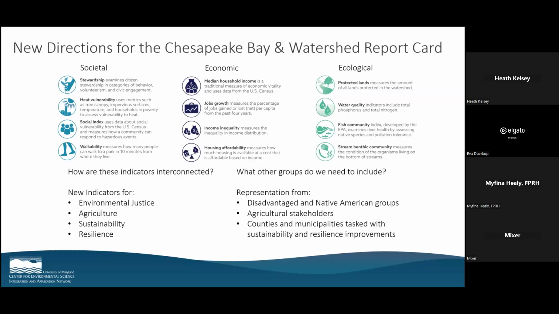And to do that also, we need to increase our representation. It's a big watershed. A lot of people need to be involved, including disadvantaged groups, Native American groups, which have been traditionally very hard for us to engage with, agricultural stakeholders as well, and counties and municipalities tasked with sustainability and resilience. So sustainability and resilience are big issues for us in Chesapeake Bay as they are everywhere. And we're going to be incorporating those types of things into the report card process. So next one.